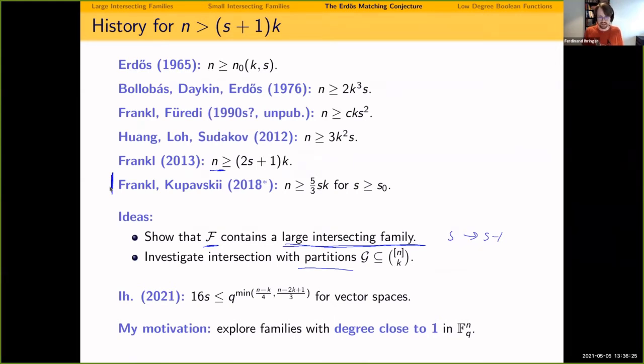I investigated this in the case of vector spaces because I care about something different, which will be the last part of my talk. You can also investigate the same kind of problem for vector spaces, and then you obtain some bound. And you can also state a very similar conjecture, just the conjecture for vector spaces is more complicated to state. And actually, I cared about it because I wanted to explore families that are close to degree 1 in vector spaces.